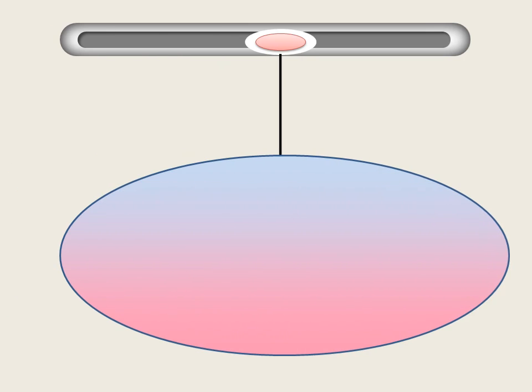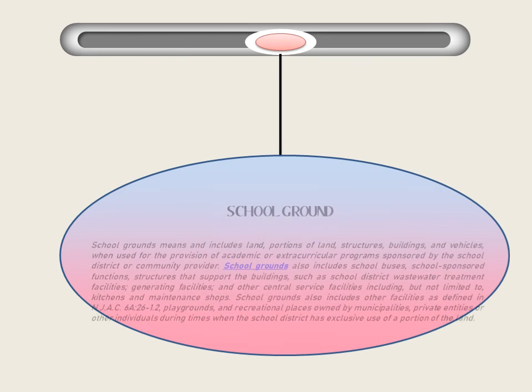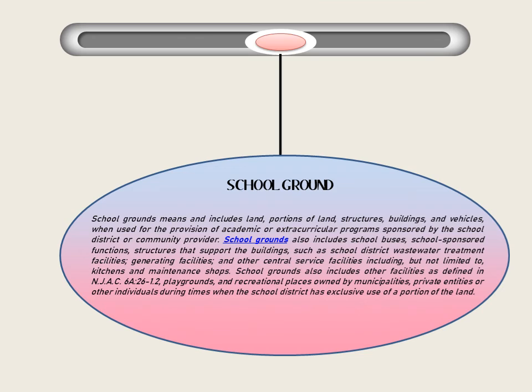Last but not the least, the final example is the school ground. The school ground includes land, portions of land, structures, buildings, and vehicles when used for the provision of academic or extracurricular programs sponsored by the school district or community provider. These grounds also include school buses, school-sponsored functions, and structures that support buildings, such as school district wastewater treatment facilities, generating facilities, and other central services facilities including, but not limited to, kitchens and maintenance shops.